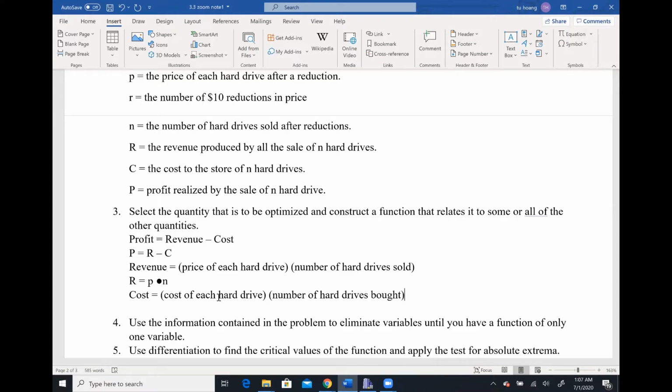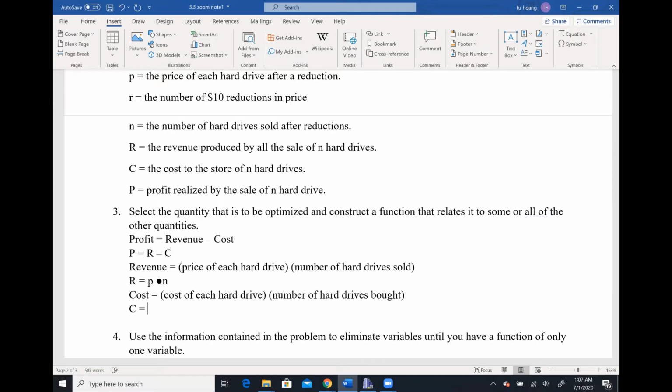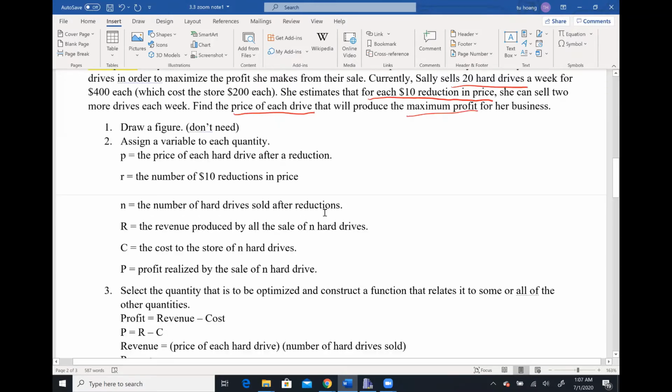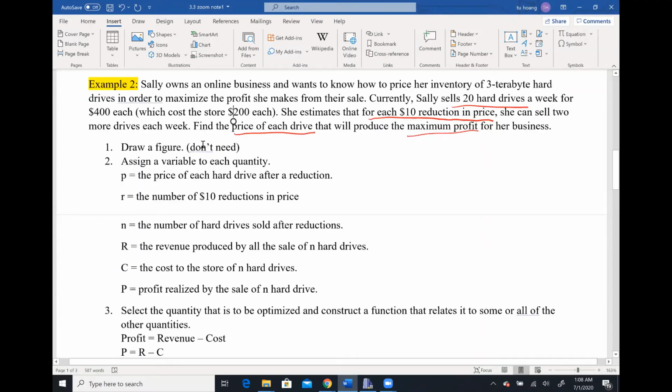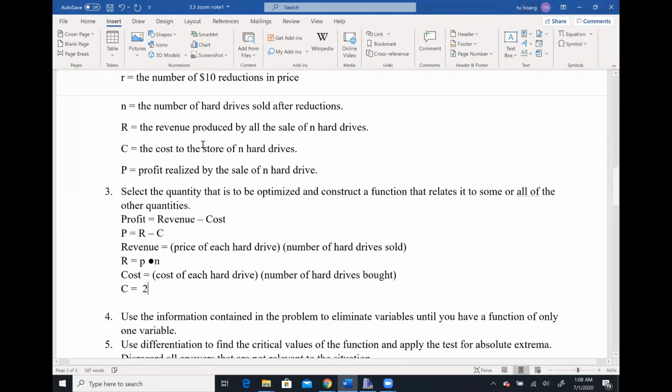The number of hard drives bought or sold has to be the same. So I'm just going to say it should be N later, right? So C is equal to the cost of each hard drive. You may have to move up here to see that the cost to the store for each hard drive is 200. So you go down here and say, okay, 200 times N.